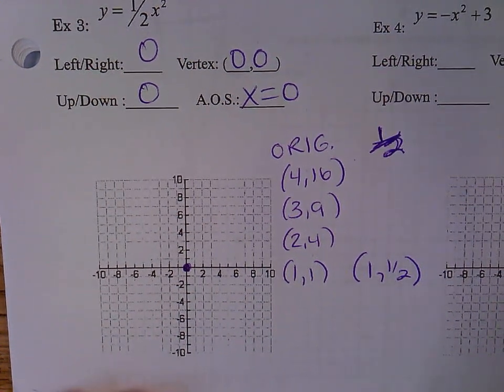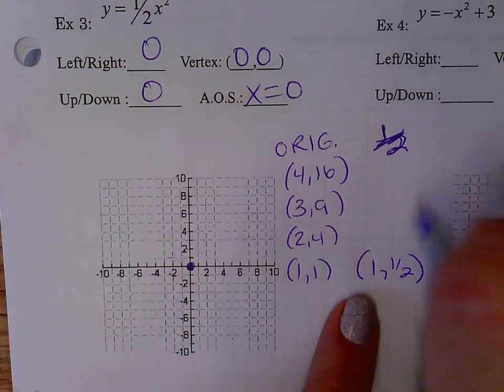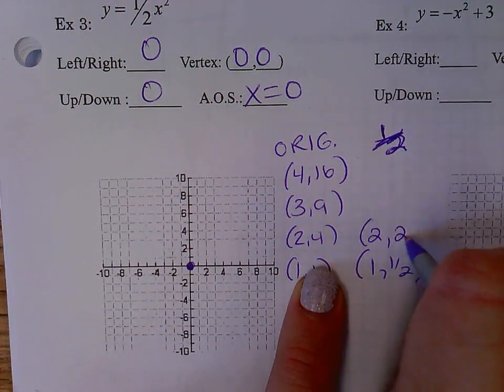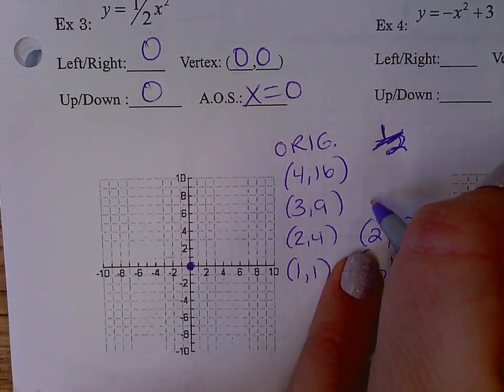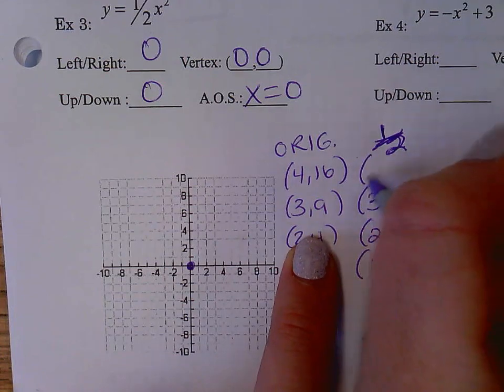Would it also work if you just doubled the x value instead of halving? No. I'm not sure why that doesn't work, but it doesn't work. I'll show you. Half of the height would be at 2, 2. Maybe it would work. Hold on. Half of the height would be at 3, 4.5, and half of the height would be at 4, 8.